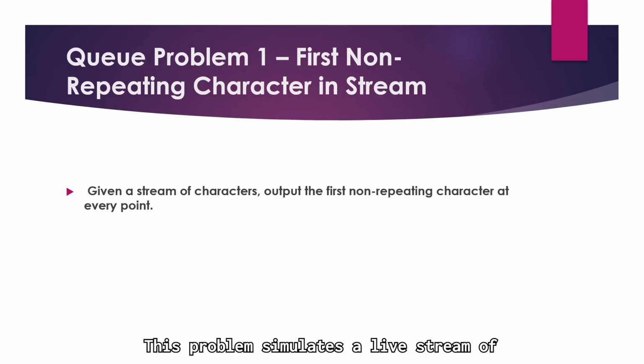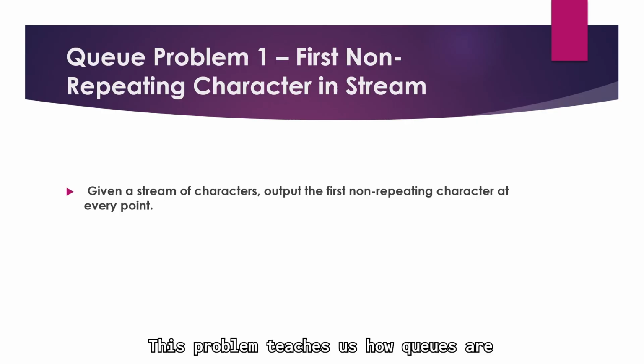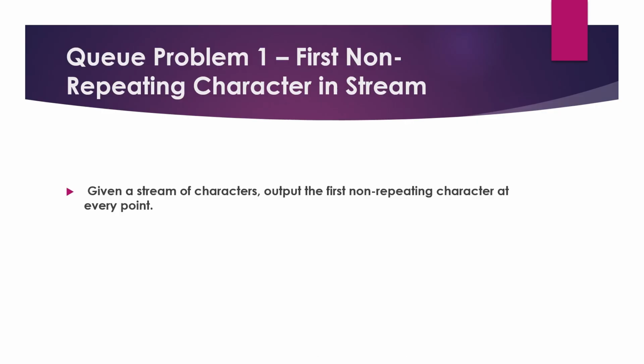This problem simulates a live stream of characters where you need to identify the first non-repeating character at every point. We use a queue to maintain the order of characters and a hash map to track frequencies. As we iterate, we remove characters from the front of the queue if their count exceeds 1. This problem teaches us how queues are ideal for maintaining order under dynamic conditions.